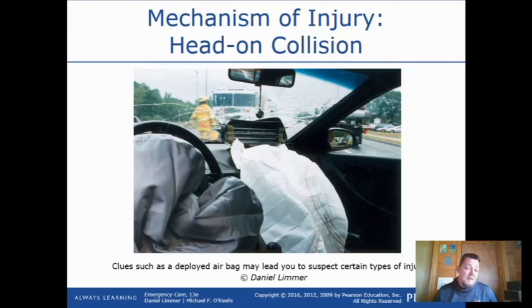We can maybe guess that if the airbags did deploy, then they probably have some type of contusion or blunt force trauma to the head, to the chest. They may even have burns because the powder that they pack in these airbags releases at such a force, it burns on the way out. Okay.